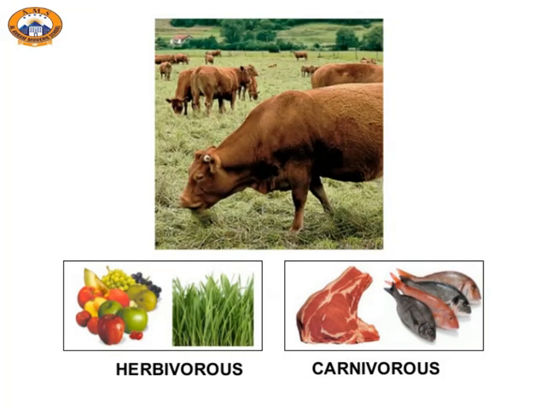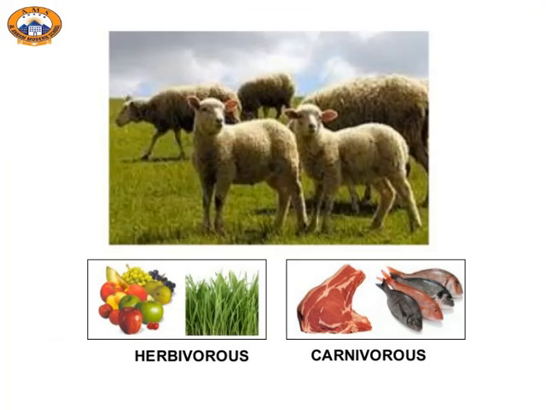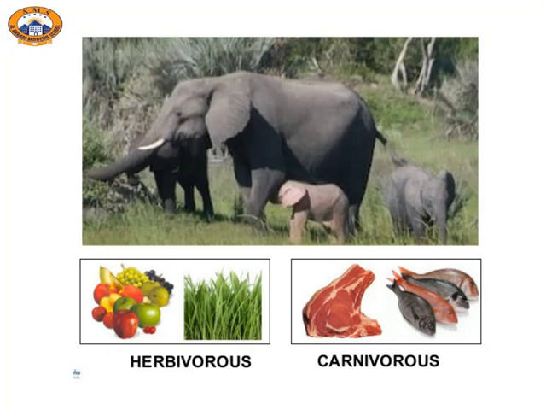What about cows? As you see in the picture, the cows are eating grass. Grass are plants. So cows are feeding on plants, so they are considered as herbivores. Also the sheep. The sheep feed on grass, which are plants. So also the sheep are herbivores. What about the elephants? The elephants are feeding on plants too. So also the elephants are herbivores.